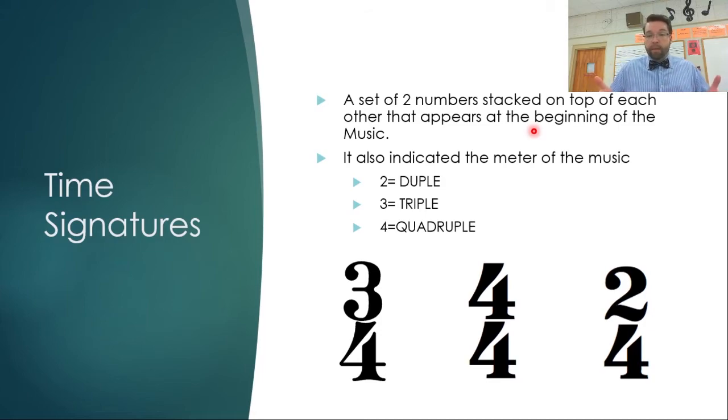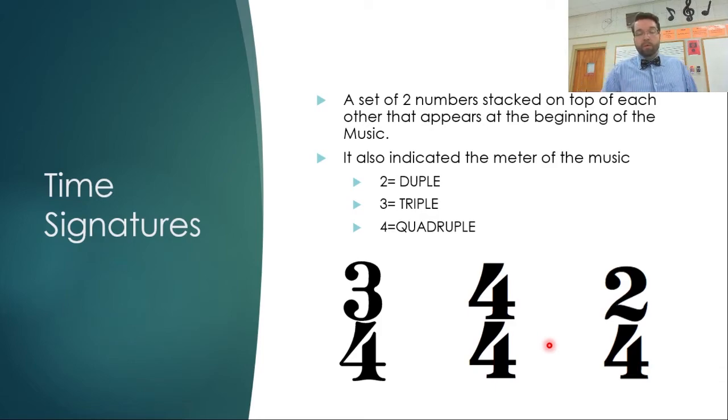How do you read or play a piece of music? One measure at a time, one note at a time. All right, so each of these numbers here is called a time signature, a set of two numbers stacked on top of each other that appears at the beginning of a piece of music or an exercise. These time signatures are also an easy way to help you indicate the meter of music.